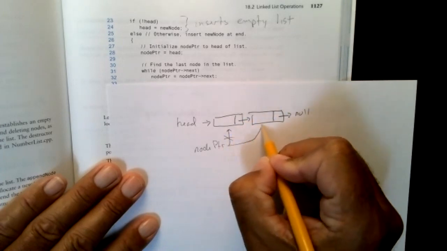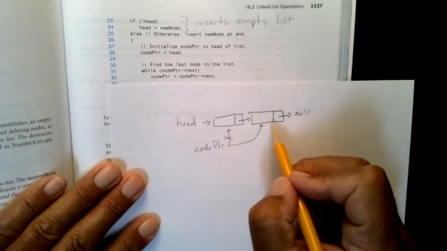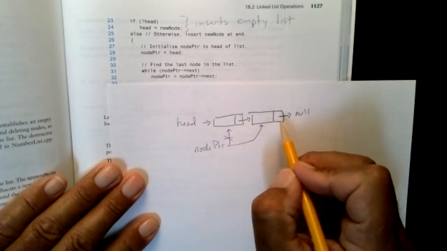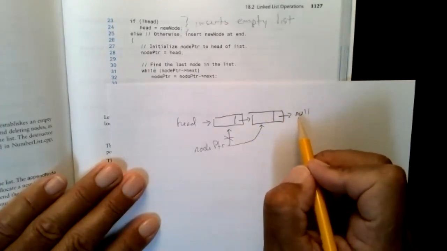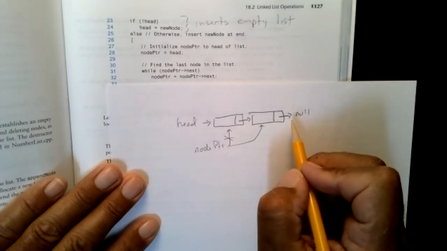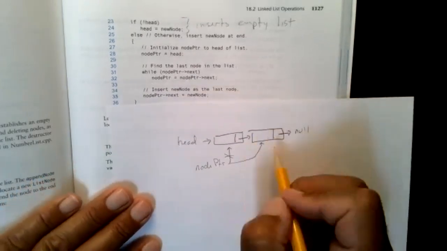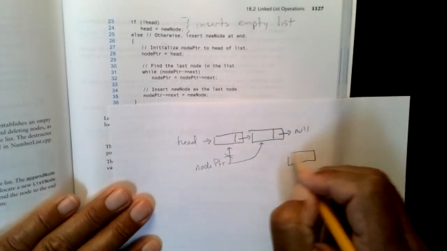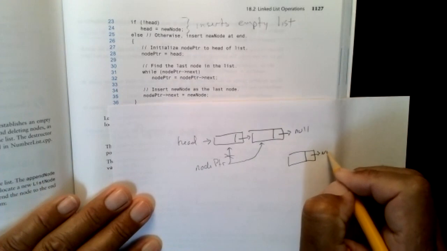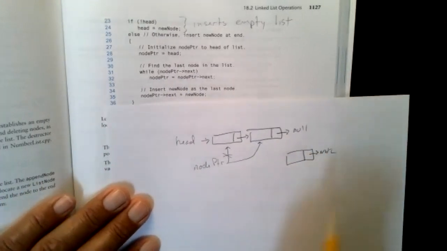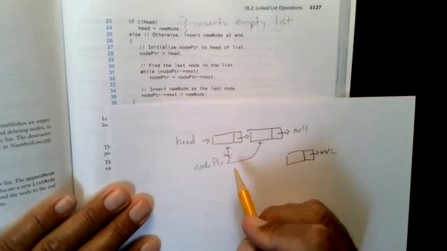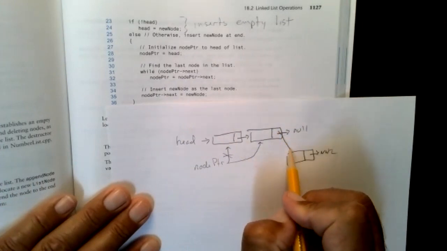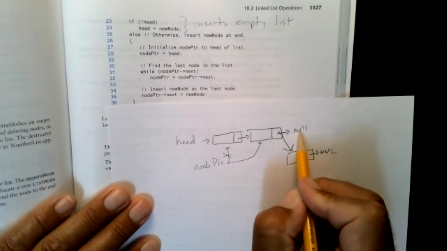So node pointer now points to this node. I would keep doing that until this statement becomes false, which means node pointer's next equals null. And when that happens, this is where I'm going to jump out and say node pointer's next, which is this pointer right here, is going to point to that new node that I'm trying to insert. I ran out of a little space there.